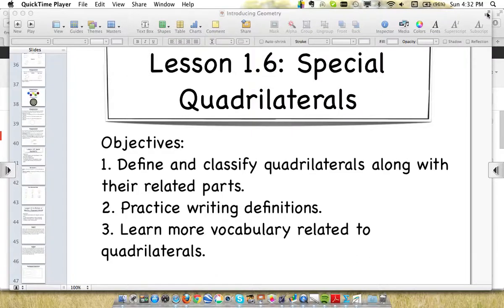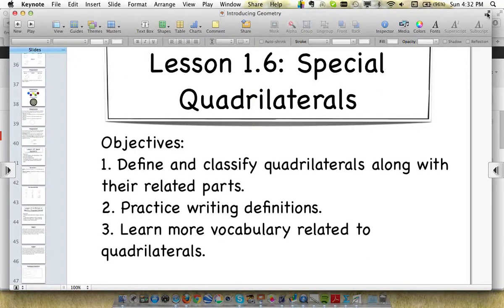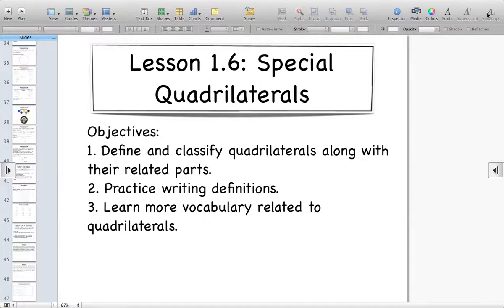In this lesson on special quadrilaterals, we've talked a little bit about quadrilaterals in the past when we were classifying our polygons. Remember that quadrilateral means four-sided figure. This word here, quad, means four, and then lateral meaning side.